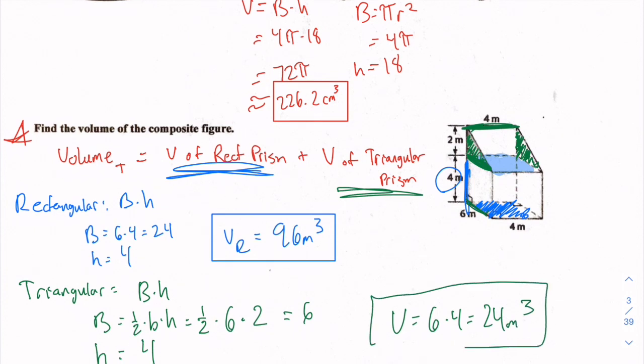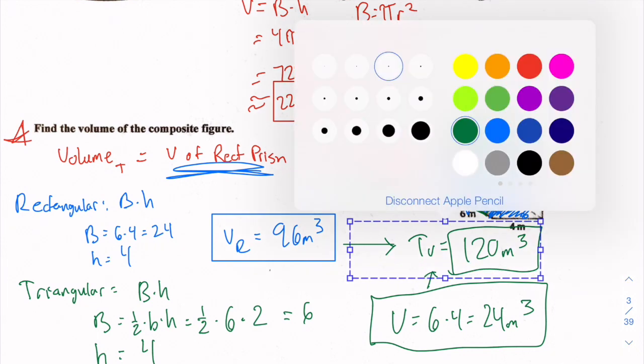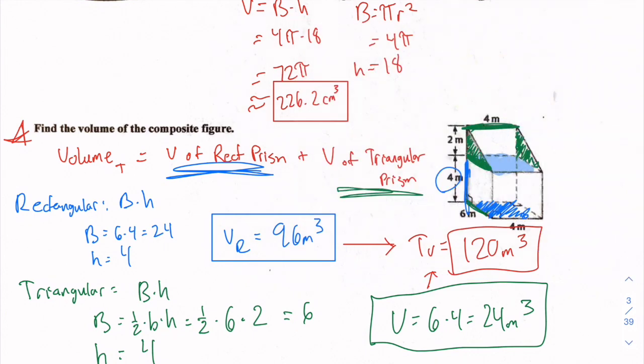So to find the total volume, add both of them up. Boom, boom. Total volume is going to be 120 meters cubed. Bam. Probably make that red and make it look more distinguishable. Bam. Okay.